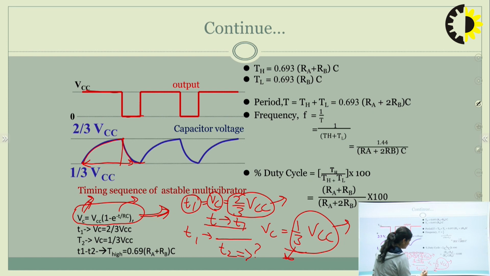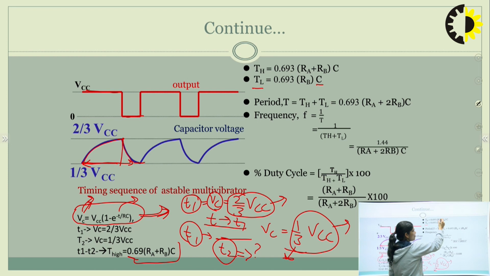Okay. Now, T high. If you have to find out the time period for T high, that is equal to T1 minus T2, that is equal to 0.693 (RA + RB) C. So this is the time T high, the on time, known as T on. So on time is equal to 0.693 (RA + RB) C, and low time, this is the off time, is equal to 0.693 RB C.